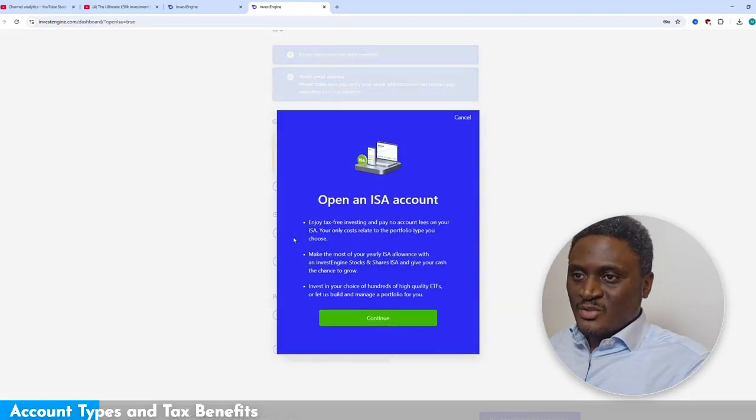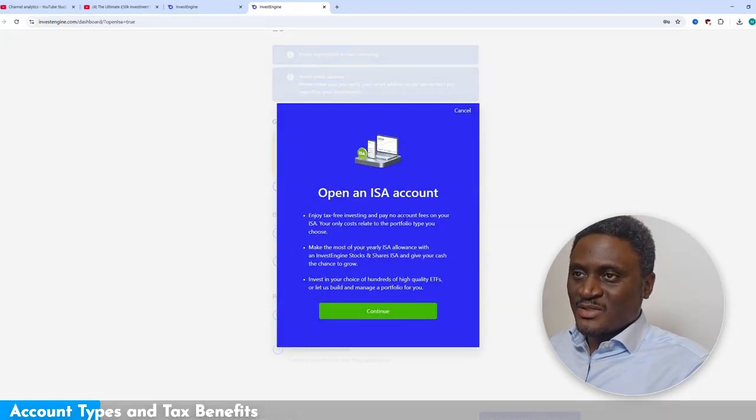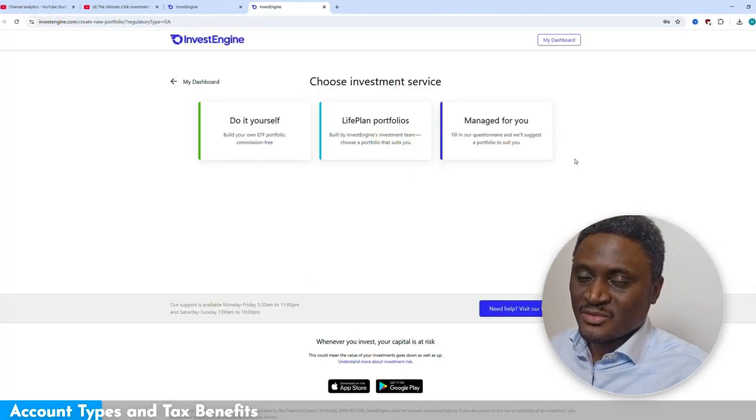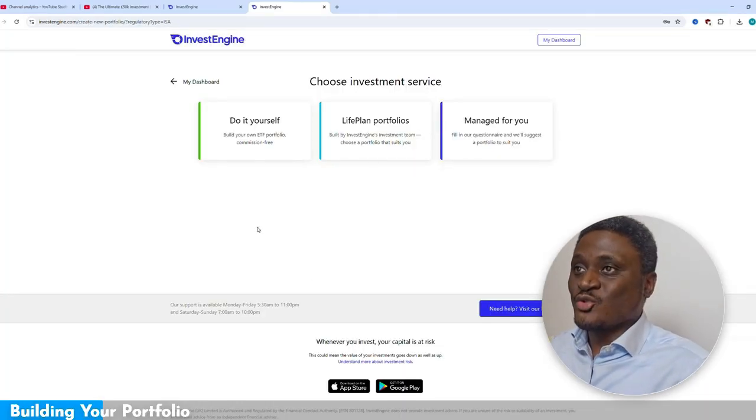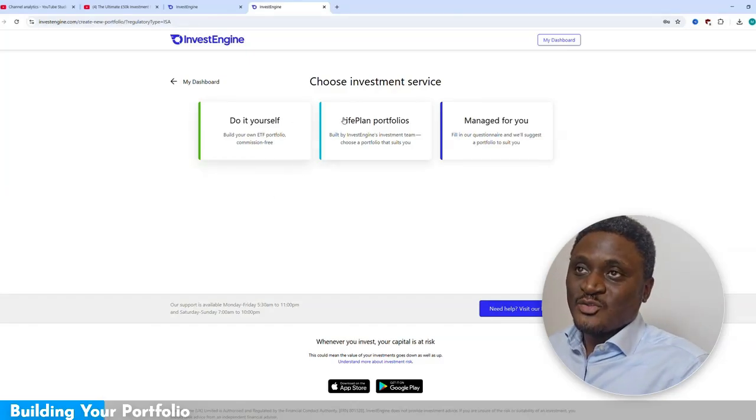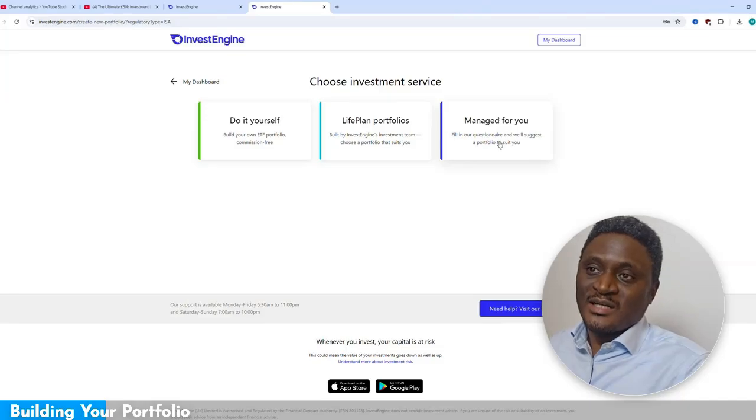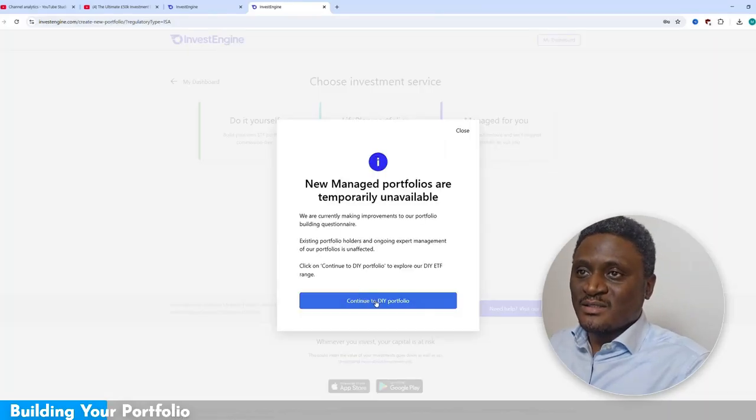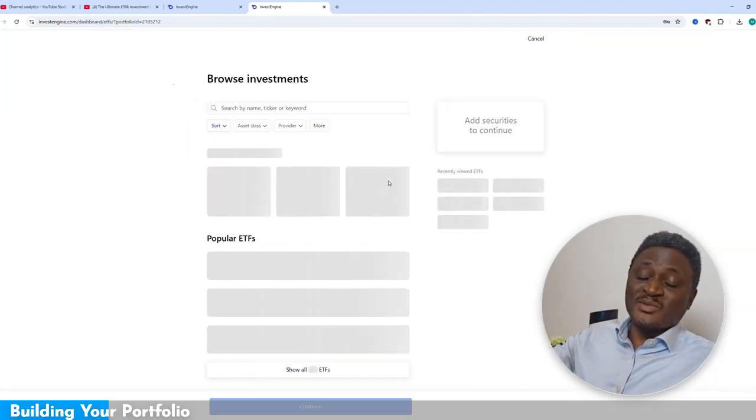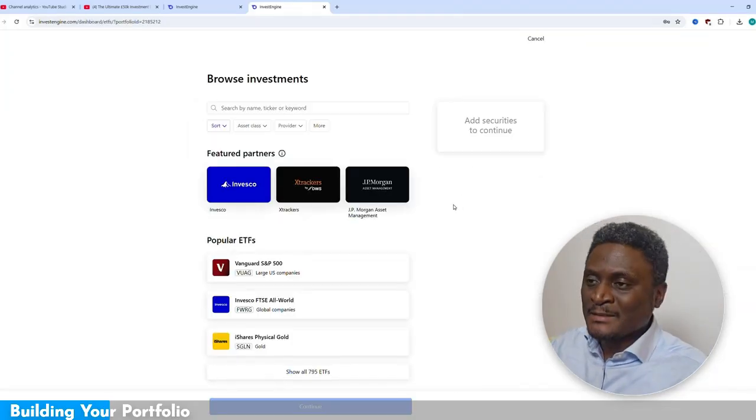So open an ISA, a tax-free investment, pay no account fees. So you have options here. This is what I also wanted to emphasize. You click on it, you can do your own ISA yourself, which is what I typically do, or you can allow them to build a portfolio for you. You can tell them what kind of person you are. So I guess for now you can really do DIY portfolios. DIY is what I would recommend anyway, so it doesn't matter.